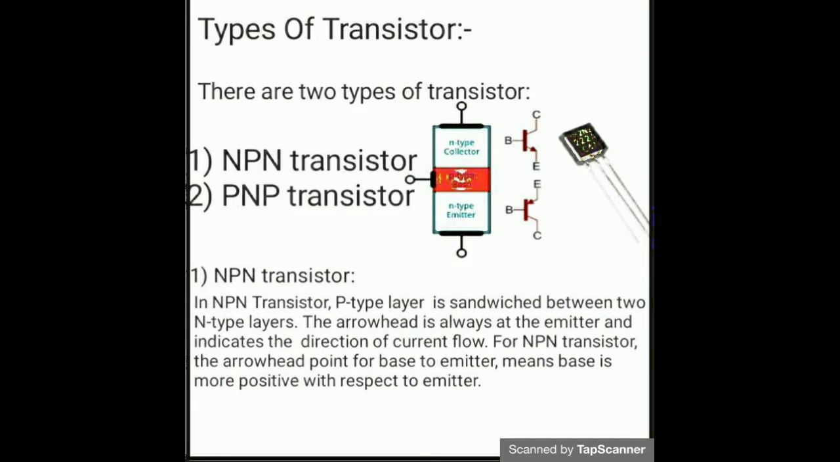Types of transistor. There are two types of transistor. First, NPN transistor. Second, PNP transistor. First, NPN transistor. In an NPN transistor, a P-type layer is sandwiched between two N-type layers. The arrowhead is always at the emitter and indicates the direction of current flow. For an NPN transistor, the arrowhead pointing from base to emitter means the base is more positive with respect to the emitter.